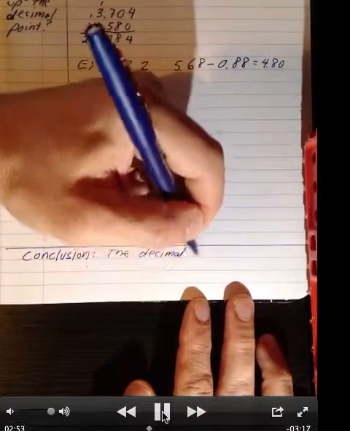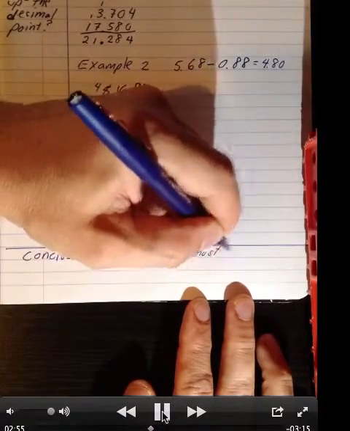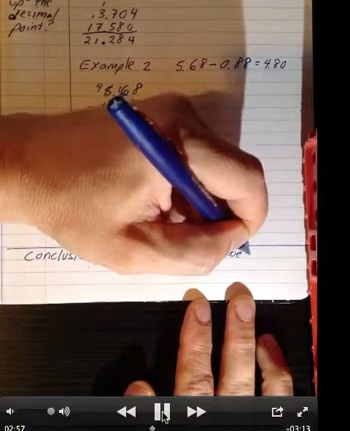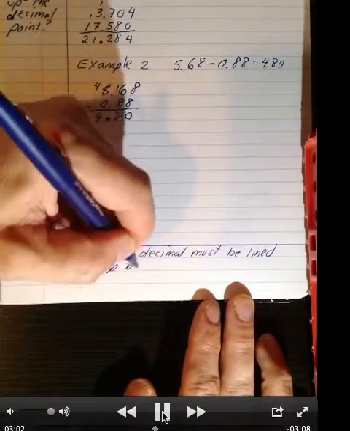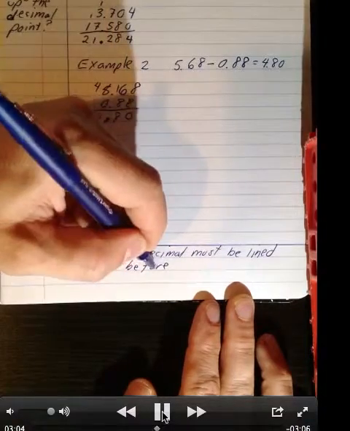So our conclusion is the decimal point must be lined up to add or subtract decimals.